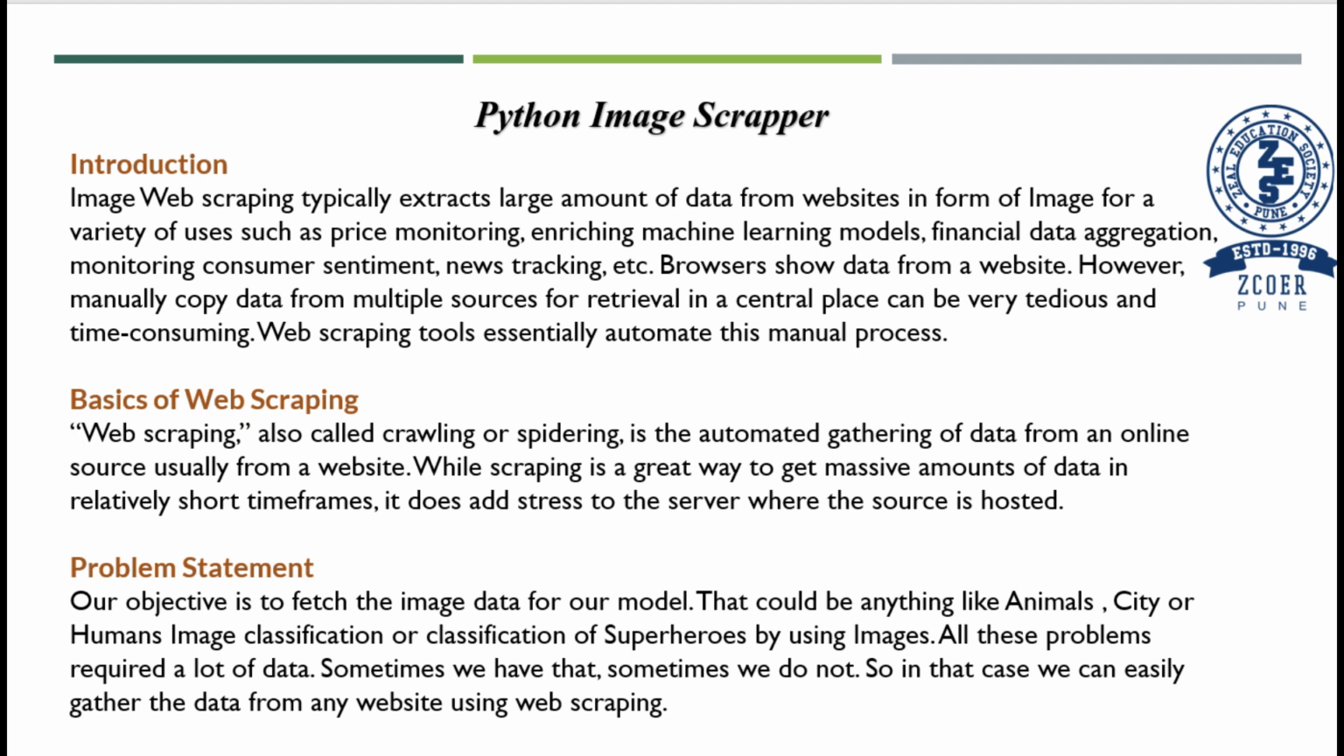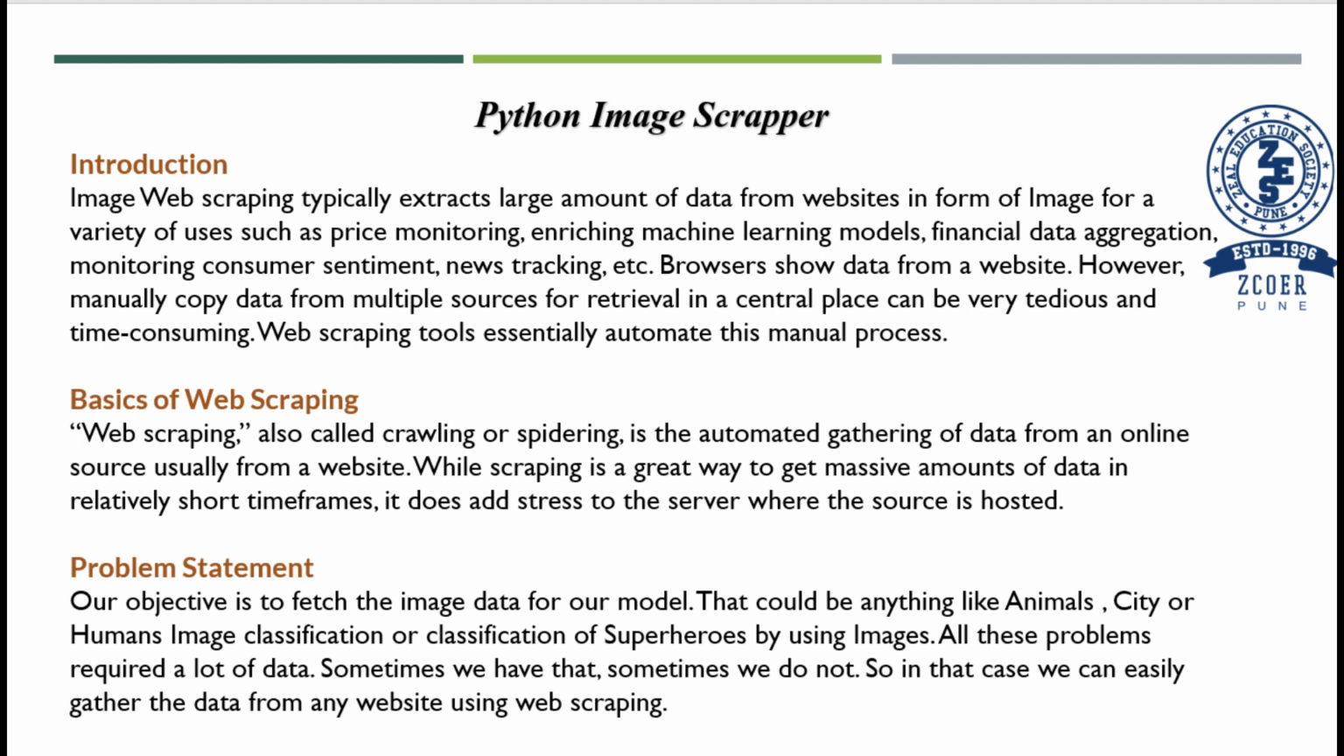Introduction. Image web scraping typically extracts large amount of data from websites in form of images for a variety of uses such as price monitoring, enriching machine learning models, financial data aggregation, monitoring consumer sentiment, news tracking, etc. Browsers show data from a website. However, manually copying data from multiple sources for retrieval in a central place can be very tedious and time consuming. Web scraping tools essentially automate this manual process.